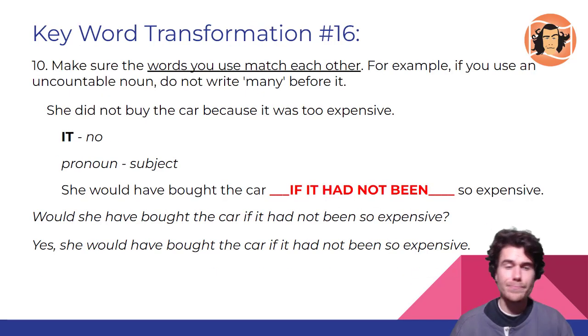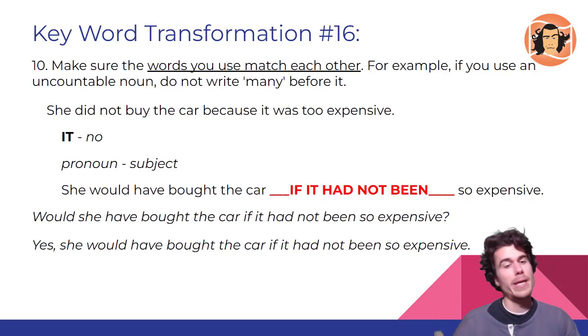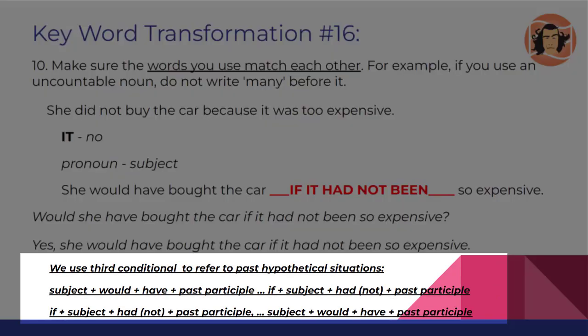And step number 10, make sure the words we use match each other. So let's have a look at this. The car, if it, so it is good because it's referring to the car. Had not been is correct. It's past perfect tense. And this is correct in this sentence because what we're doing here is a third conditional. And third conditional is if, had, past participle, and then the subject and would, have, and the past participle. So we have that here just in the other way around. It's referring to a past hypothetical situation, as I say at the bottom, which is what third conditional does.